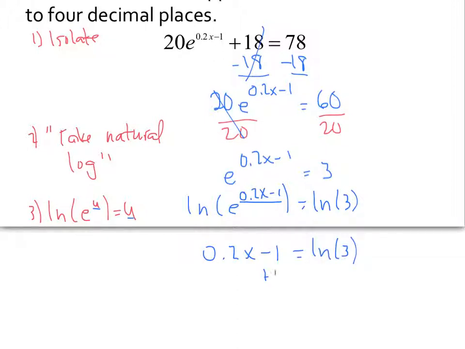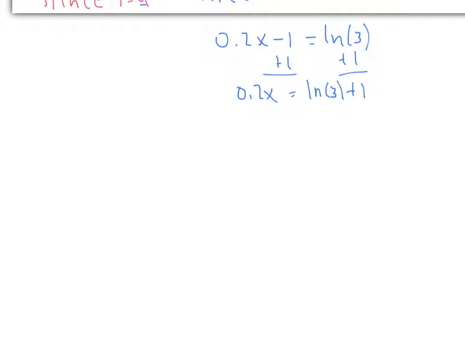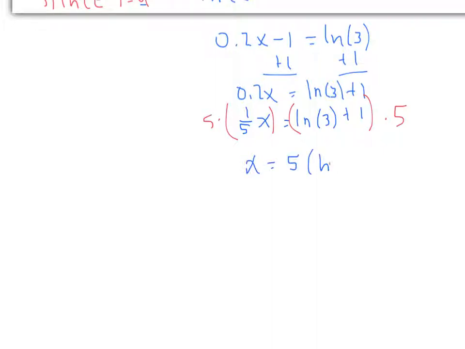I want to solve for x, so let me add 1 to both sides. I get 0.2x equals the natural log of 3 plus 1. I'm going to, again, switch the way I look at things. To me, 0.2 is really 1/5 x. If you don't believe me, plug in 1/5 into your calculator and you'll see the calculator returns 0.2. So to solve this, I'm going to multiply both sides by 5. And so on the left, I get x, and on the right, I get 5 times the natural log of 3 plus 1.